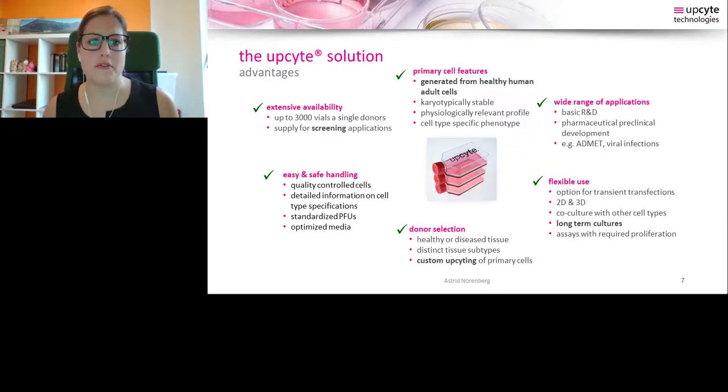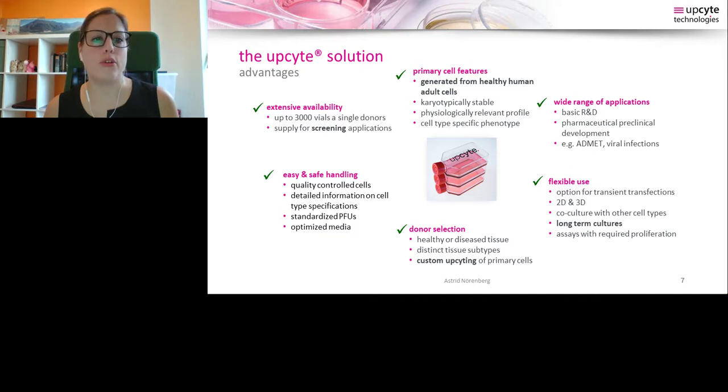So the advantages of the technology are that, as I said, you can create up to 3,000 vials from a single donor, which makes them suitable, for example, for screening applications. They do have the primary cell features, so we always start with healthy human cells, so they're not generated from a cancer, or they're not a cancer cell line. They're karyotypically stable, they have a physiologically relevant profile, and usually the cell type specific phenotype. They're easy and safe to handle, so if you have experience in general with primary hepatocytes, it should not be a problem. From the handling side, they're more comparable to a cell line.